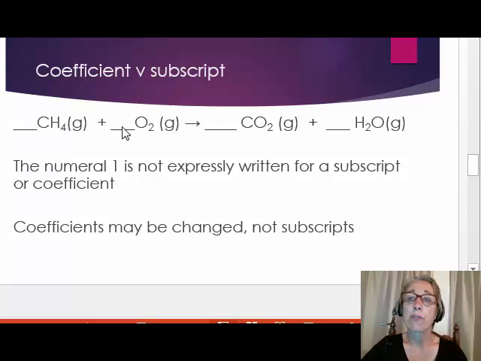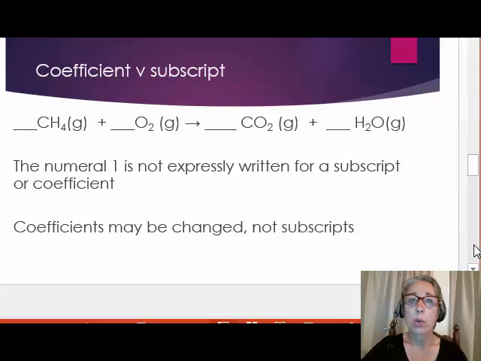Coefficients are numbers in front of a chemical formula and signify how many molecules there are, while subscripts are the small numbers to the right of an elemental symbol and are part of a chemical formula. The number 1 is not expressly written for either the coefficient or a subscript, but when balancing a chemical equation, we can only change the coefficients or number of molecules. Never ever do we change the subscript of a formula.